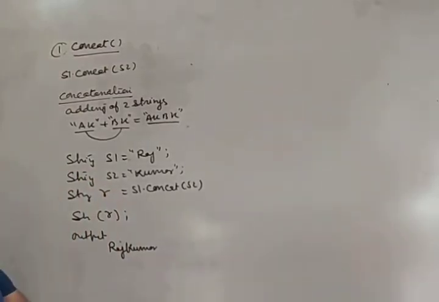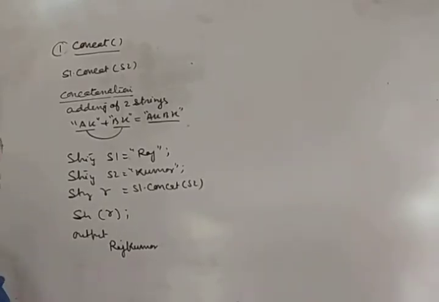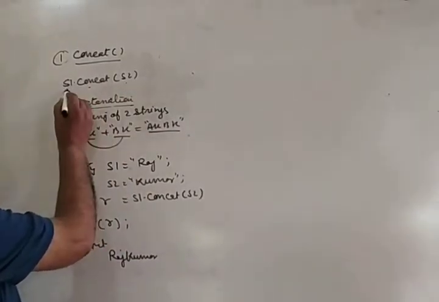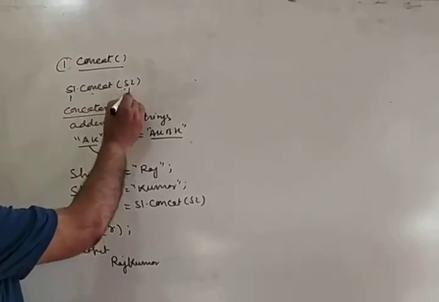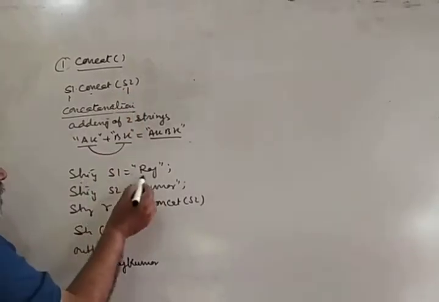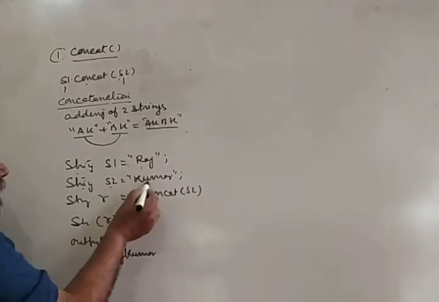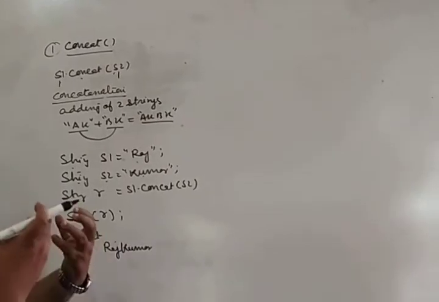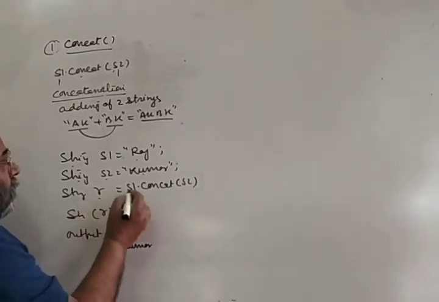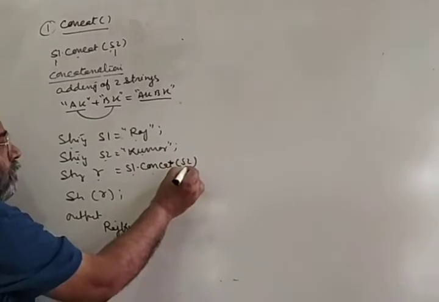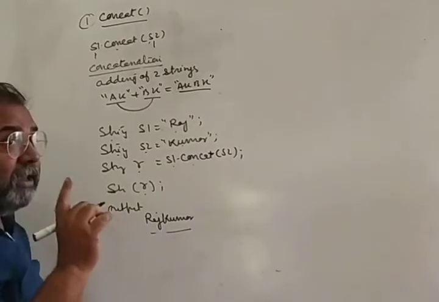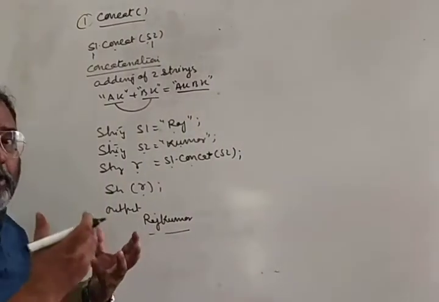If you want to do this in the Java programming language, there is a method called concat for this purpose. Say s1 dot concat(s2). S1 is the first string object, s2 is the second string object. Suppose string s1 equals "Raj", string s2 equals "Kumar". You want to put the strings next to each other, making a new string. So string R equals s1 dot concat(s2). If you print R, it will print RajKumar. So this method is used to concatenate two strings.